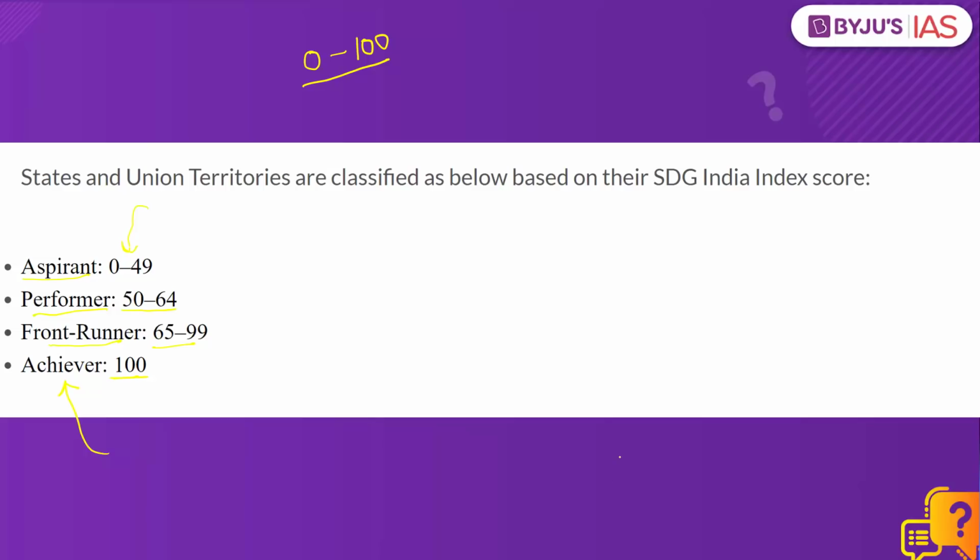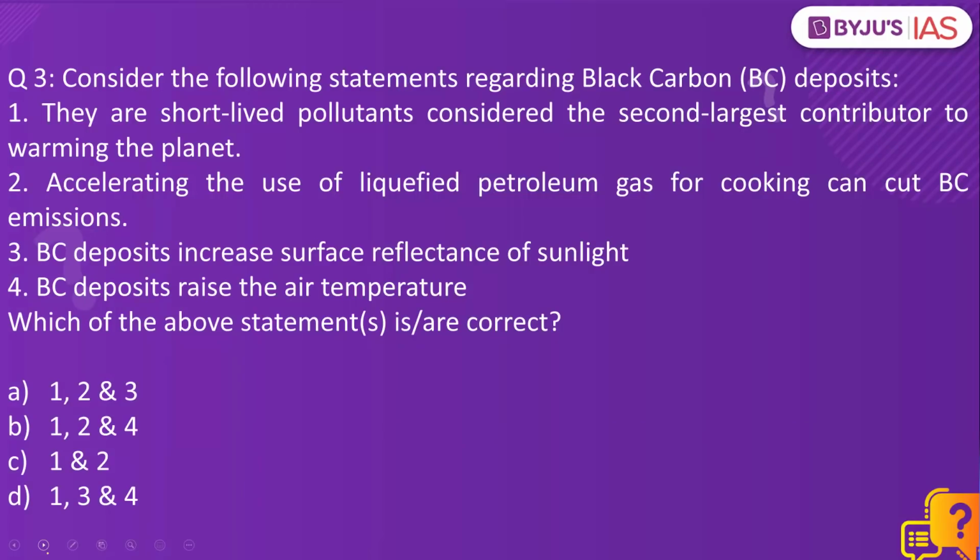We will discuss towards the end of this quiz that these 17 sustainable development goals should be implemented by the year 2030. So if there is a state or a union territory which has achieved the score of 100, we can say that this state or union territory has achieved this target which was to be achieved by 2030. Now let's look at question number 3.